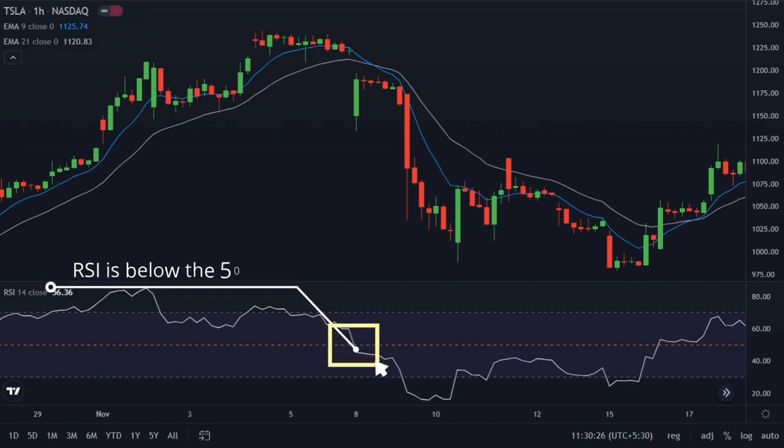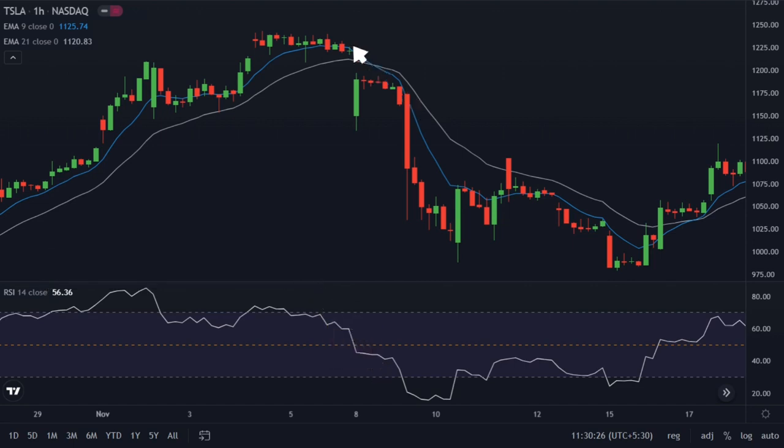Similarly, in this chart, the RSI is trading below the 50 level, which means that it would have been okay to follow the bearish crossover signal. Next, the short-term EMA crosses below the longer-term EMA. It means that the short-term prices are falling over the longer-term prices. This is a bearish signal.